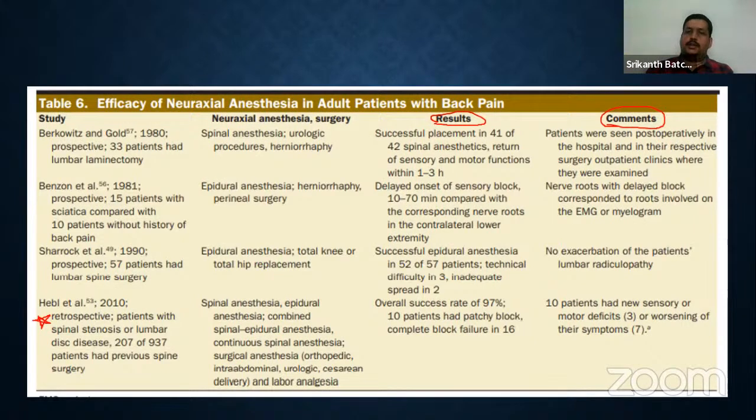In this, they have found 10 patients to have some persistent problem post-surgery, and among them, new sensory or motor deficits were observed in 3 patients, and worsening of their symptoms was observed in 7 patients. I will share in the group about the case studies, where they have given each case, what happened and all. I will share a screenshot of that later in the group.